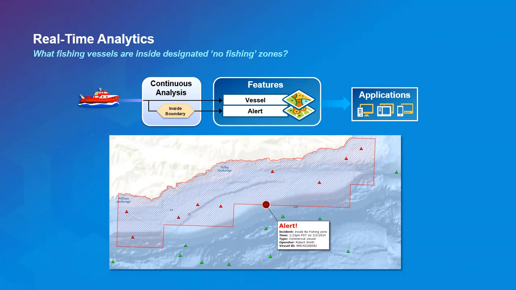So in the illustration above that, what we're doing is applying a filter that's essentially going to continuously filter events inside that no fishing zone. And so when an event is found to satisfy that filter, we're going to add a new feature to this alert feature, and then those alerts will be symbolized in the map differently. So you can see the vessels inside the red boundary are symbolized differently from those outside the red boundary.